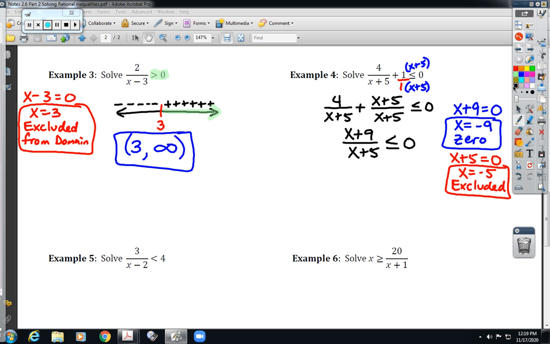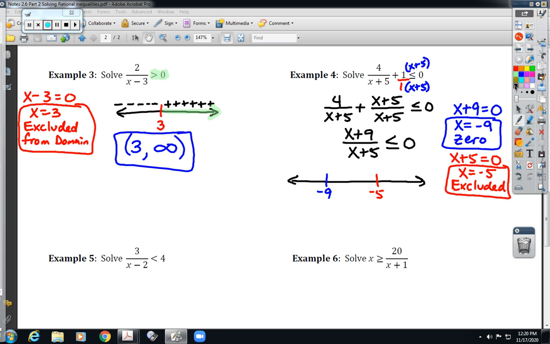Okay, so when we go to do our sign chart, we need to include -5 and -9 on our sign chart. Make sure you get those again in order so that they're placed in the correct order from least to biggest on your number line. Now we go in and we put in values to the function to see whether it's positive or negative. Same thing we've been doing.